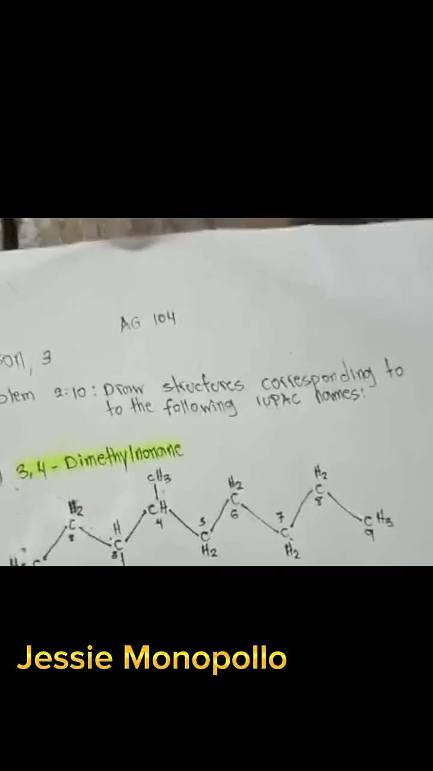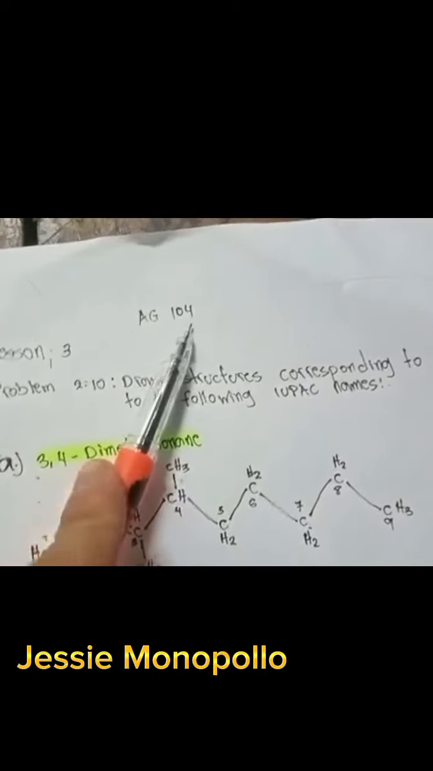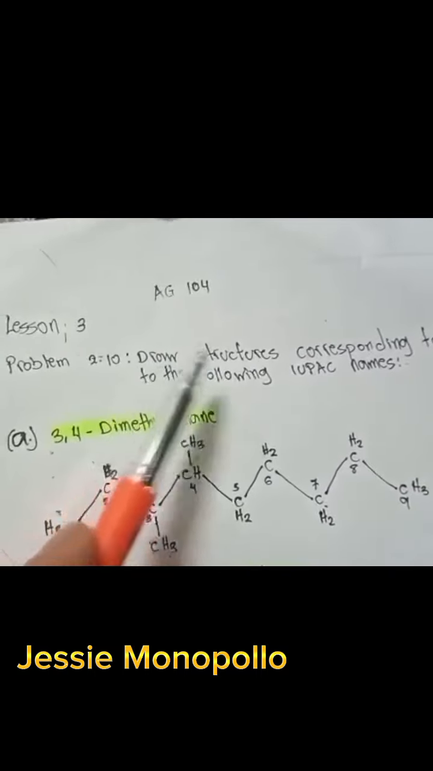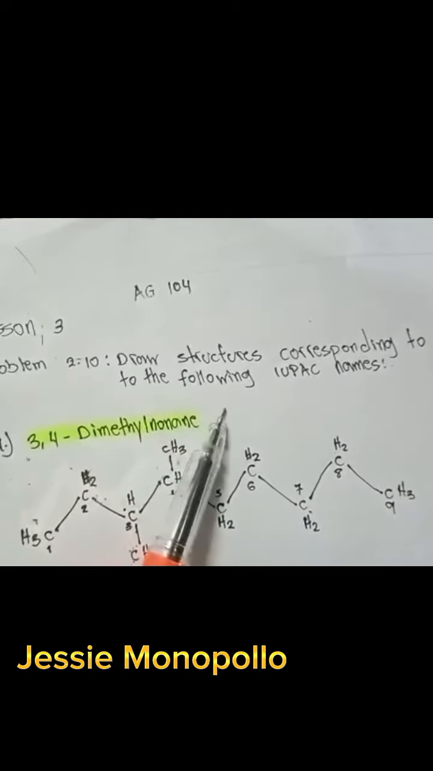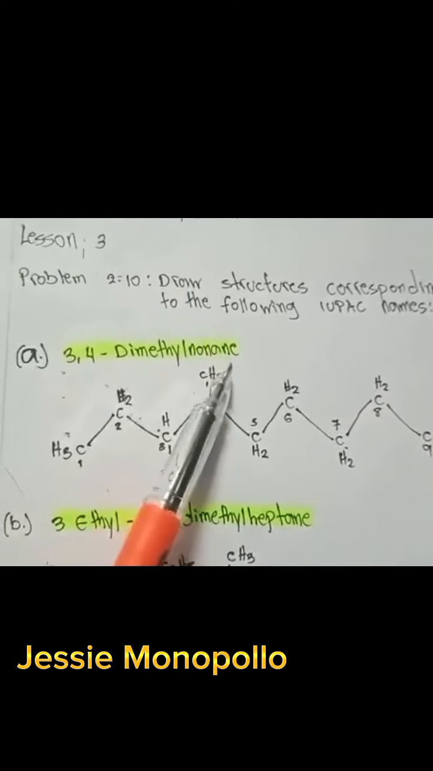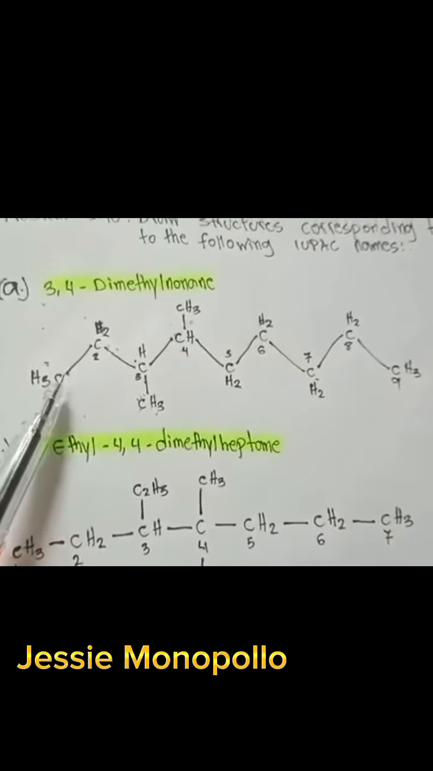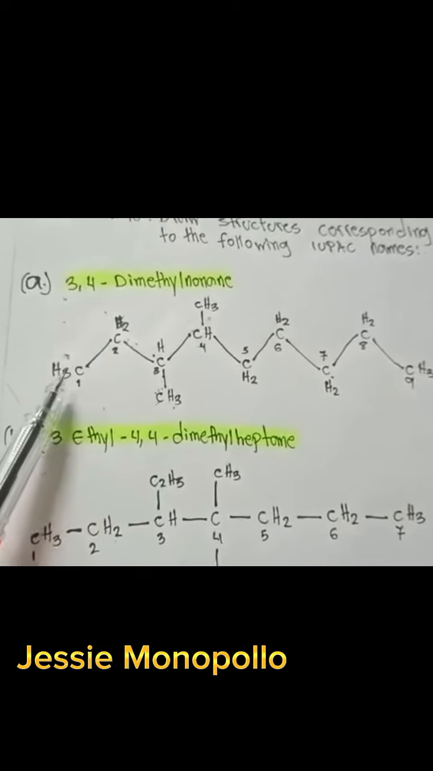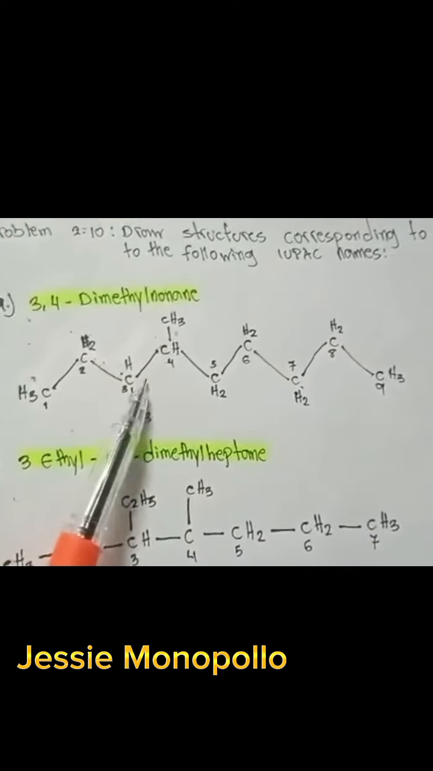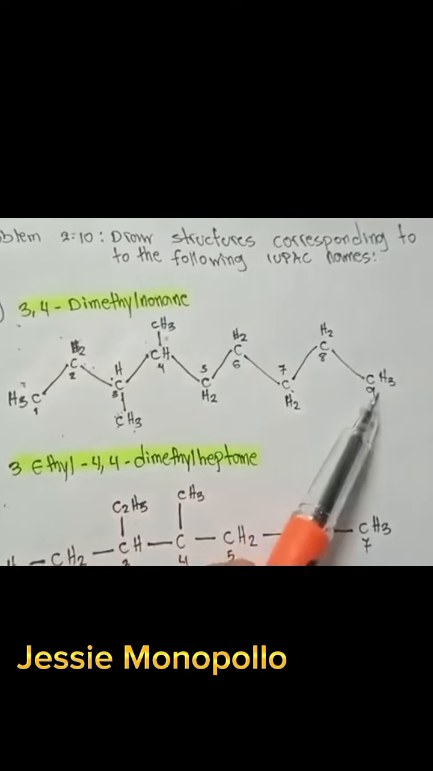Welcome to Organic Chemistry, AG 104, Lesson 3, Problem 2.10. Draw structures corresponding to the following IUPAC names. So the IUPAC name is 3,4-dimethyl-nonene. So the drawing of the structures is: it has nine carbons. The longest chain of the carbon is 9.